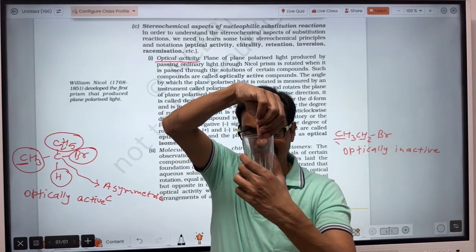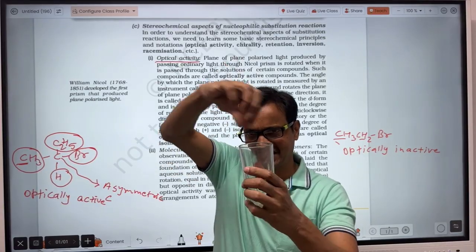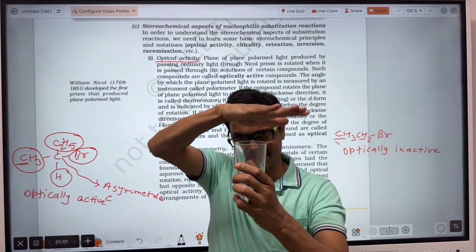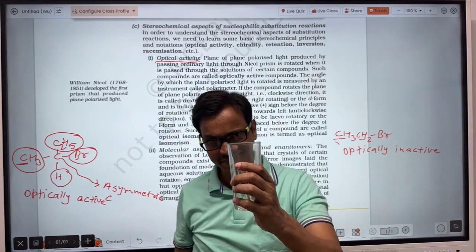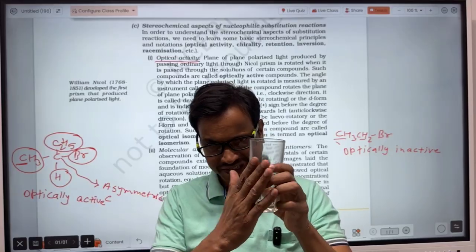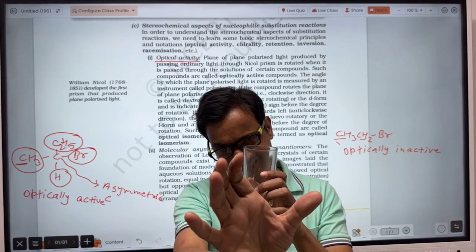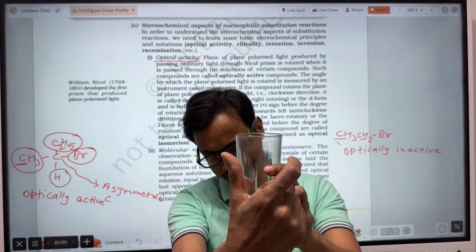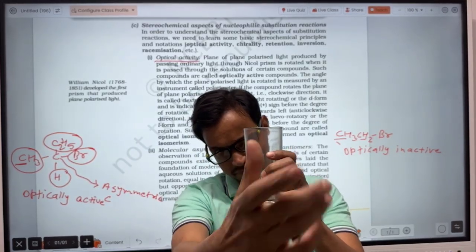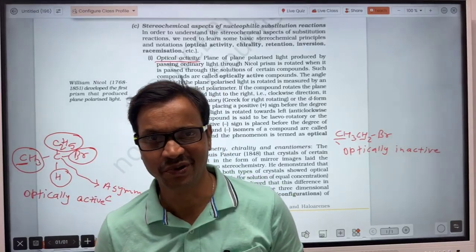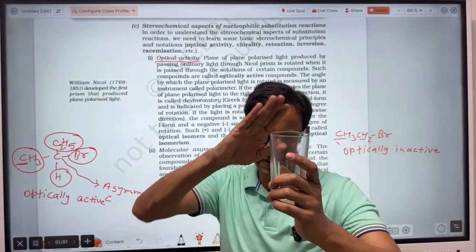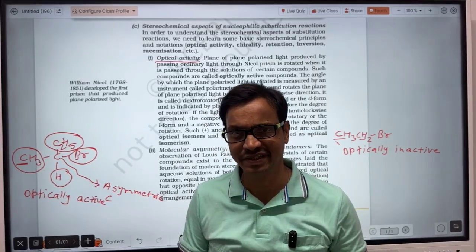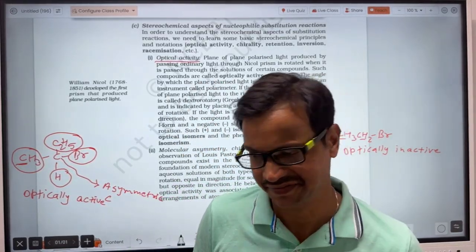That means if you keep this one and rotate through 180 degrees, then this portion will fit into this portion. So it is symmetrical here, and its mirror image will be like that. If you rotate the mirror image through 180 degrees and keep it there, the back of the glass will not be visible. Because it has a symmetrical structure, your glass forms a superimposable mirror image.